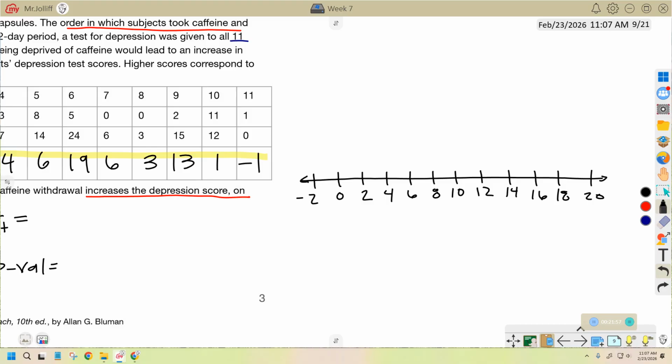I need somebody to give me the data points one by one, those differences. Do I have a volunteer? Thank you, Bailey. What was the first data point? 11. Next one? 18. 1, 4, 6. Thank you, Bailey.